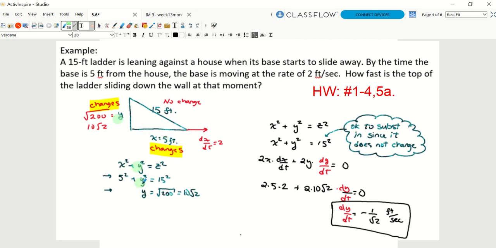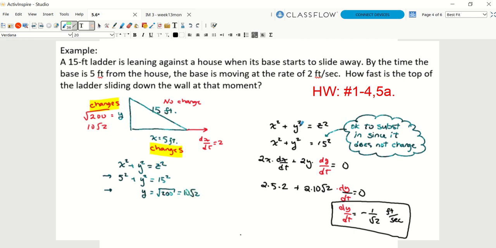Y stays the same because we don't know y yet. 15 gets substituted in for z, okay? And then I isolate y and I get 10√2, when you just do the algebra. So I got 3 values now. I got 5, 15, which is given, and then I also have the 10√2 here, okay?